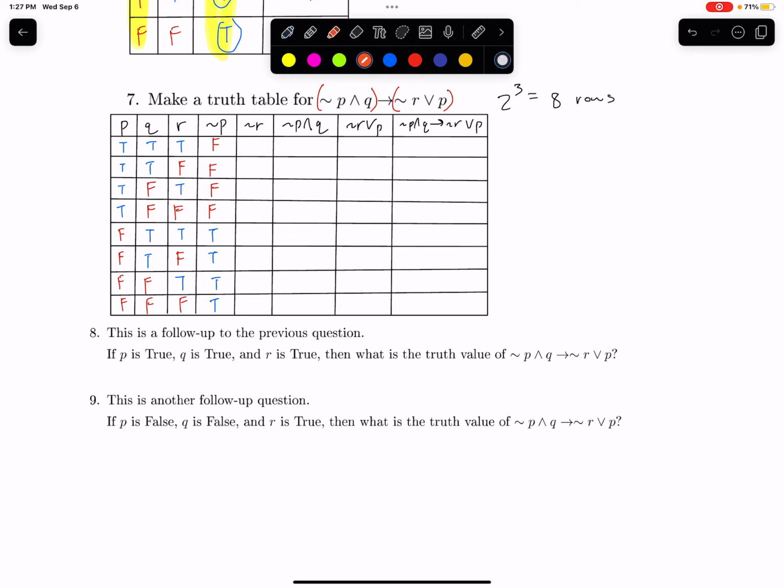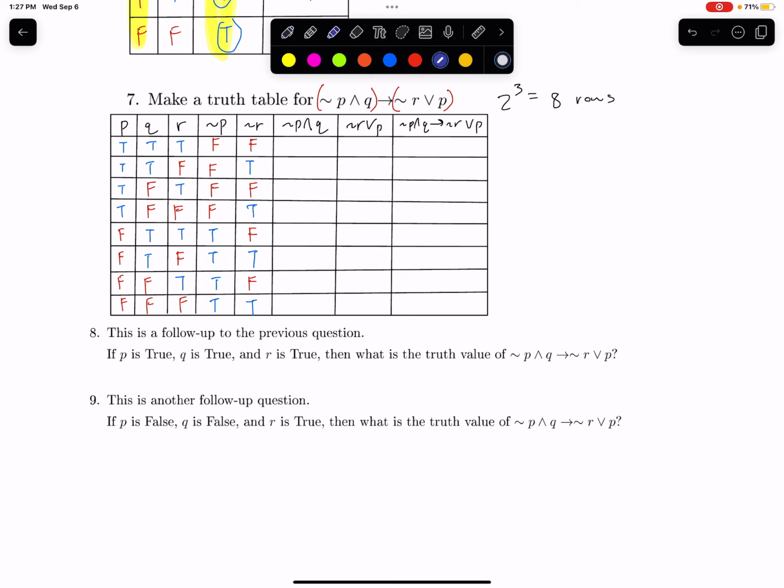Okay, next I'm focused in on this not R column, which is a negation of the R column. The original R was true, false, true, false, true, false, true, false, which means not R is going to be the other way around. It's going to be false, true, false, true, false, true, false, true. Okay, so that takes care of the negations.